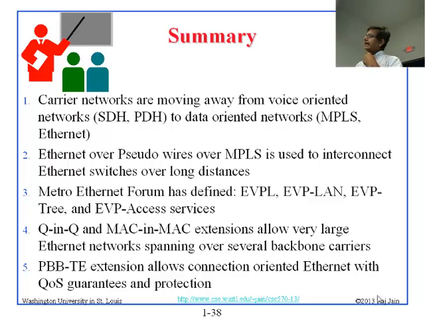All right, access we talked about, the LAN and line. Then they had Q-in-Q and MAC-in-MAC extension. So now you understand what is Q-in-Q and what is MAC-in-MAC. They allow very large Ethernet networks spanning several backbone carriers, and TE puts the connection-oriented stuff so that you get guarantees. Okay? Any question about the whole chapter?